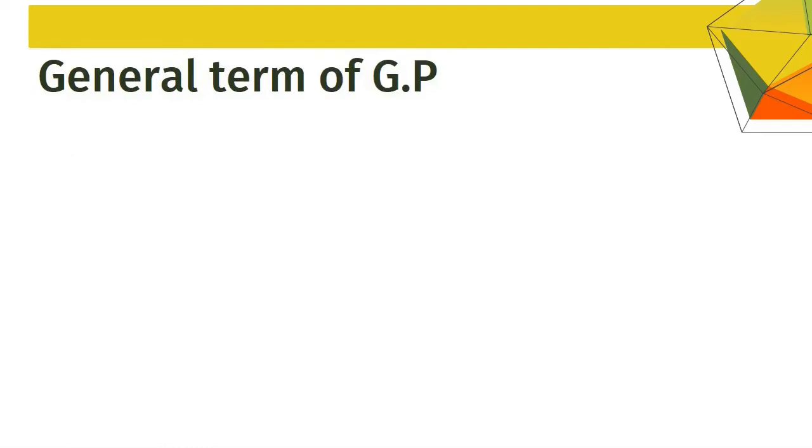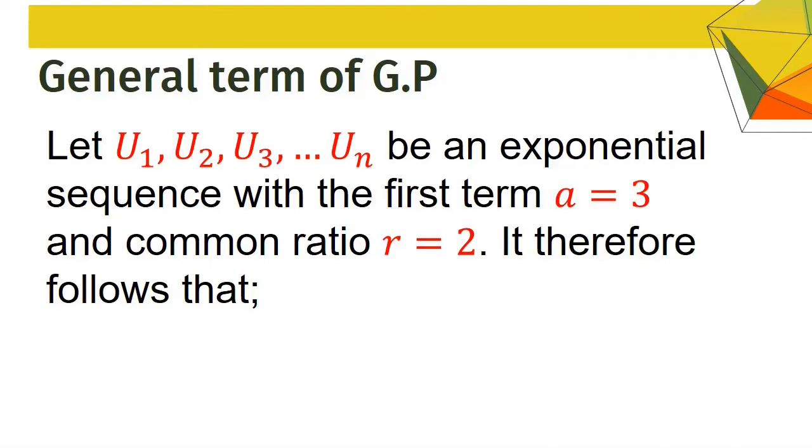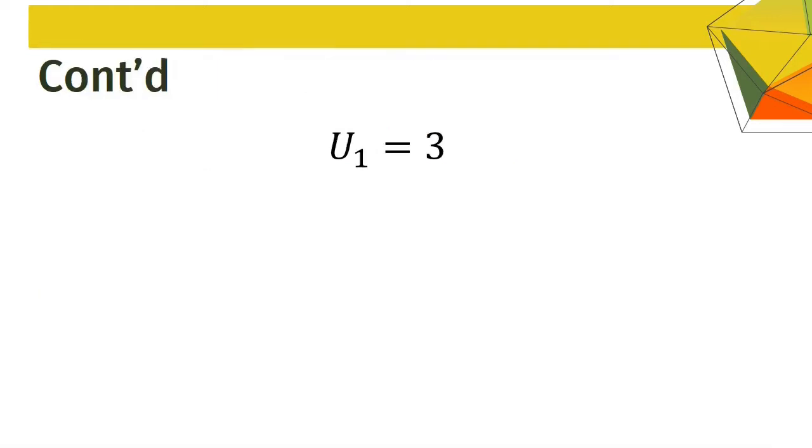Let's talk about the general term of a geometric progression. Let u1, u2, u3 up to un be any geometric sequence. In other words, u1, u2, u3 up to un is representing a set of numbers in a sequence, with the first term noted as a, which is 3, and the common ratio r is 2. It therefore follows that the first term is represented as u1, and the value for u1 is 3. Remember that 3 was the value given as the first term or the first number.